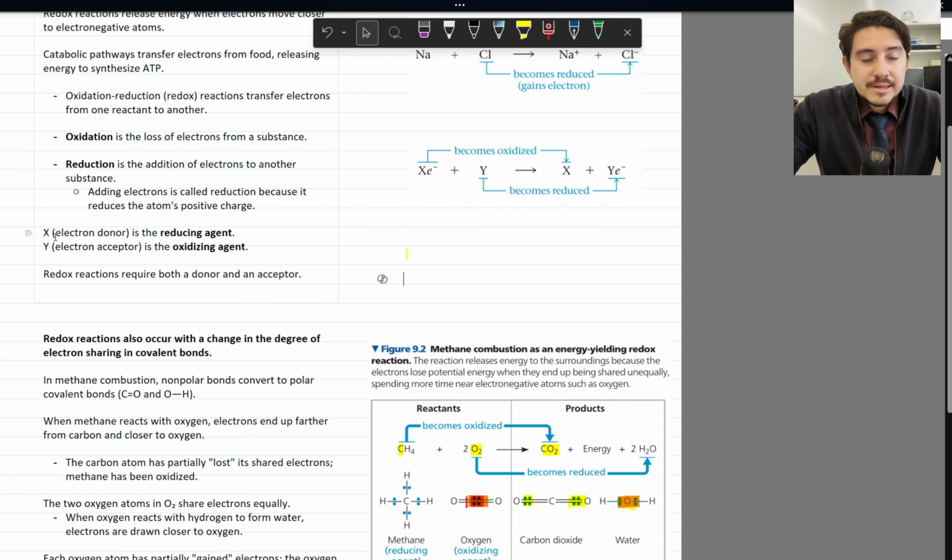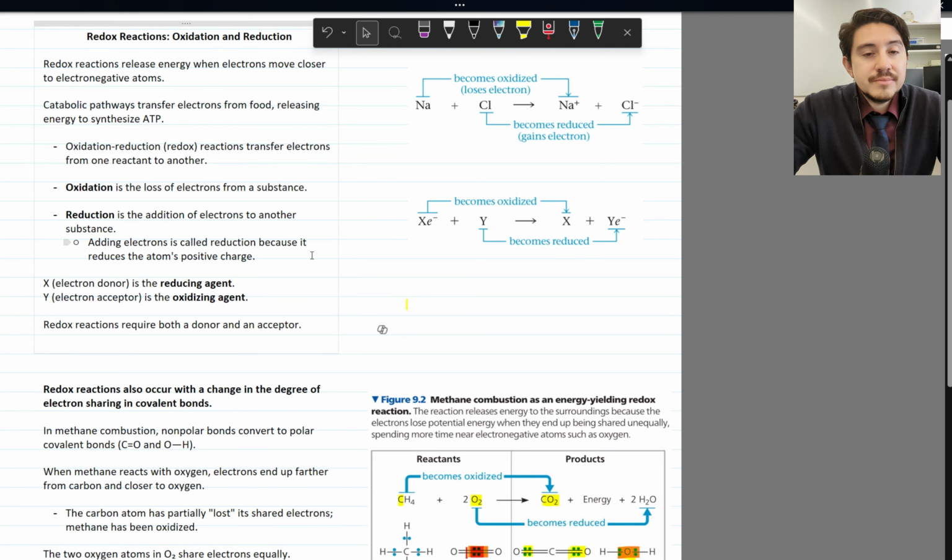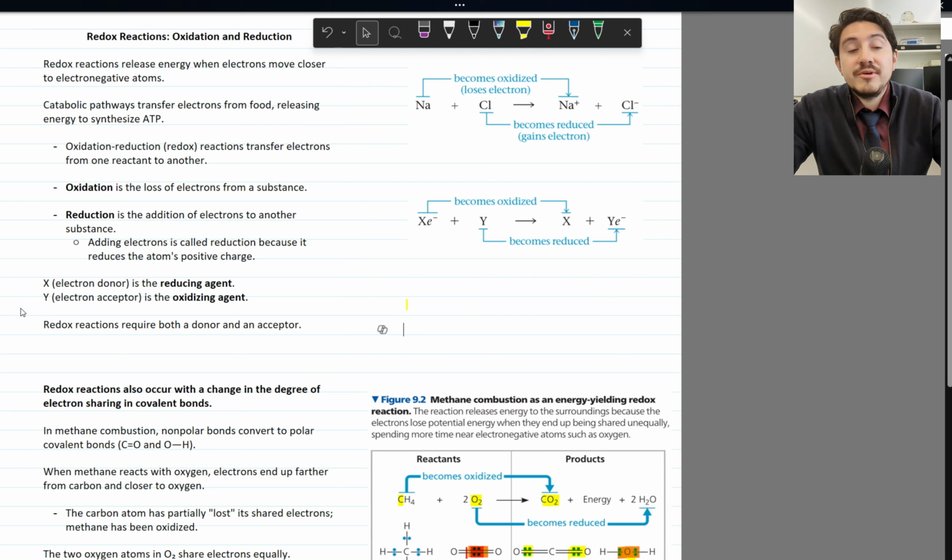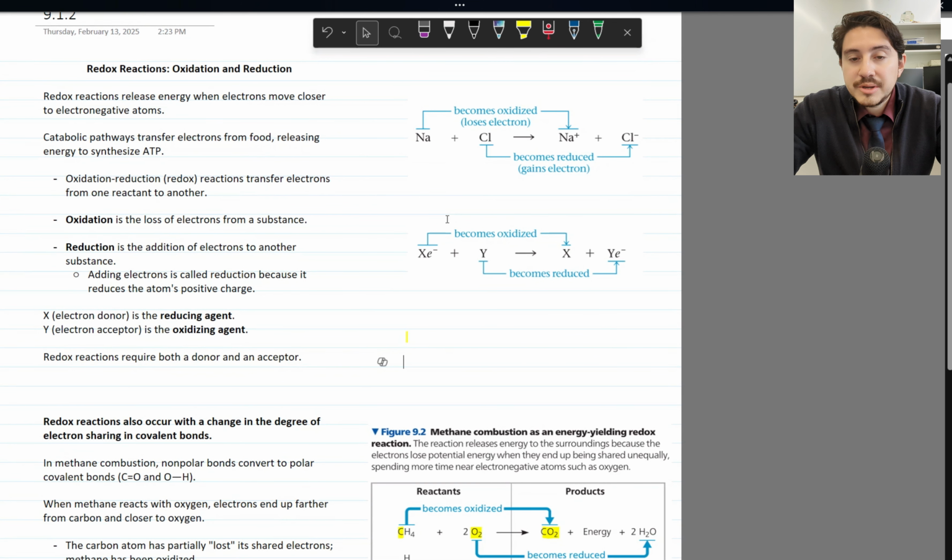Okay, and related terms here, we have this little diagram. So X, the electron donor, is the reducing agent. Okay, so you have this reaction here. Any X molecule will provide the electron to the other substance. So it's the reducing agent, the agent that will provide a reduction to the other molecule. And then the Y substance, it's the electron acceptor. It is referred to as the oxidizing agent. It is the one that will receive the electron from the other substance. So one becomes oxidized and the other one becomes reduced.